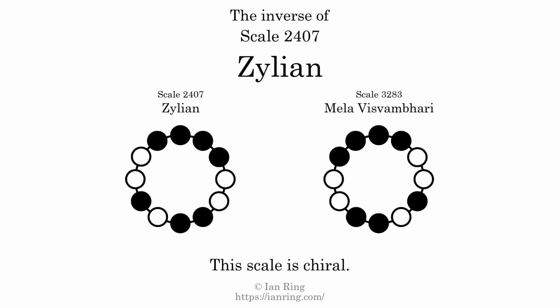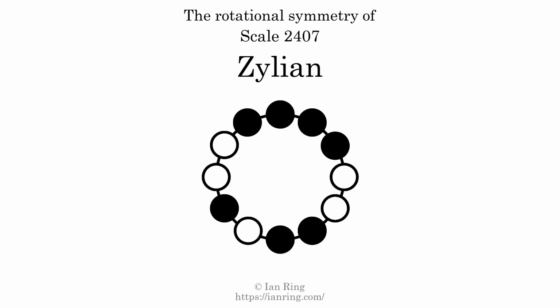The inverse of a scale is a mirror image. It is what you get when the sequence of intervals is reversed. The inverse of this scale is scale 3283, also known as Milovis-Vamperi. This scale is chiral. It cannot transform into its inverse by rotational transformation. This scale has no rotational symmetry.